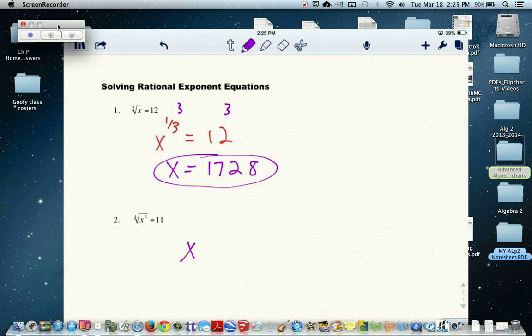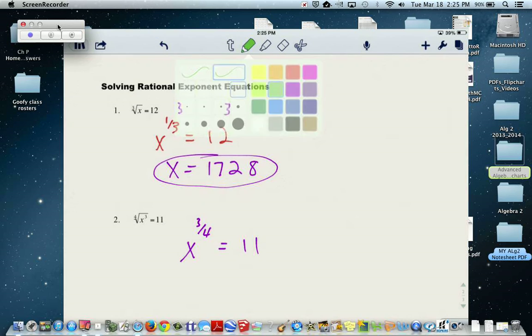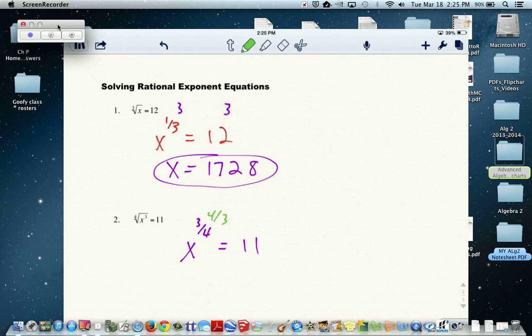Again, my x is the base. I see a power of 3 and a 4th root, so this is x to the 3/4 is equal to 11. If I were to raise that to the 4/3 power on both sides, I would end up with x, called the undoing exponent. And then when you type in the 4/3, some of you are going to have to make sure you type in parentheses and divide by 3 just to be careful. But the approximation is 24.46.